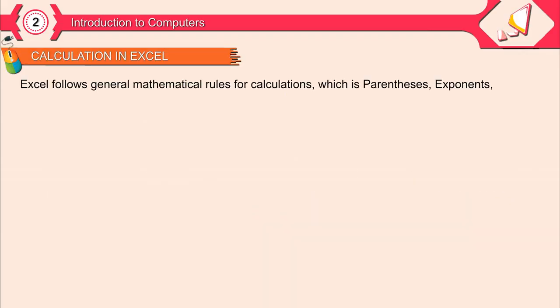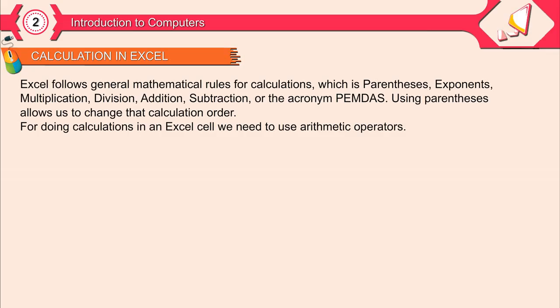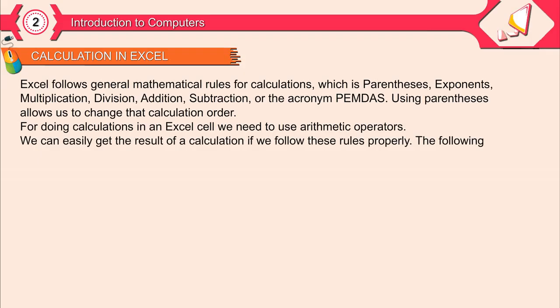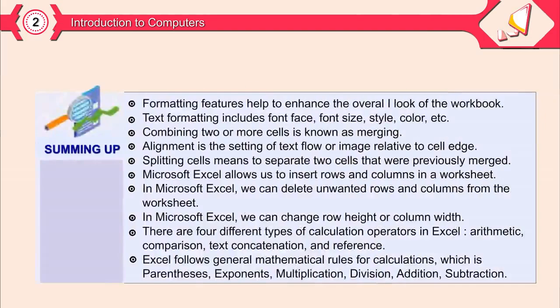Calculation in Excel. Excel follows general mathematical rules for calculations, which are parentheses, exponents, multiplication, division, addition, subtraction, or the acronym PEMDAS. Using parentheses allows us to change that calculation order. For doing calculations in an Excel cell, we need to use arithmetic operators. We can easily get the result of a calculation if we follow these rules properly. The following examples show how it is done for the given expression.